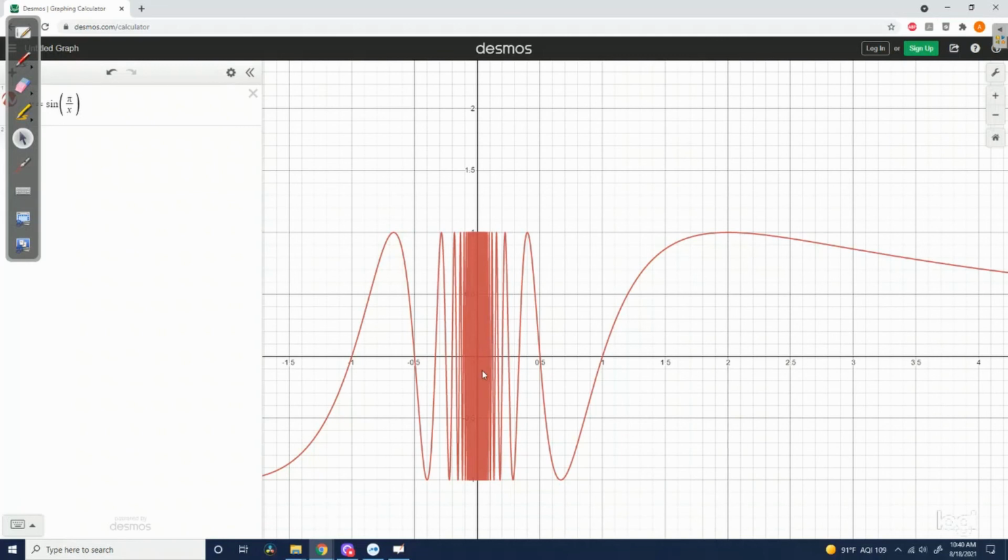And so when you're using your calculator and plugging in values, what you're capturing is this sort of erratic vibrating behavior as it's going faster and faster and faster as it gets closer and closer and closer to 0.